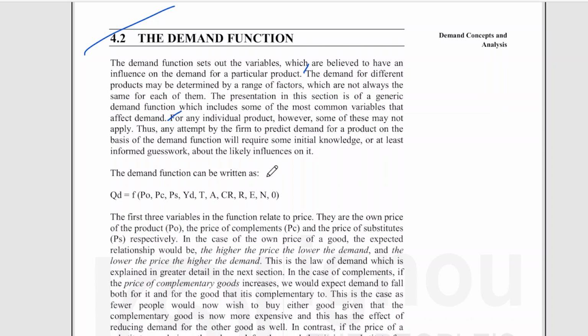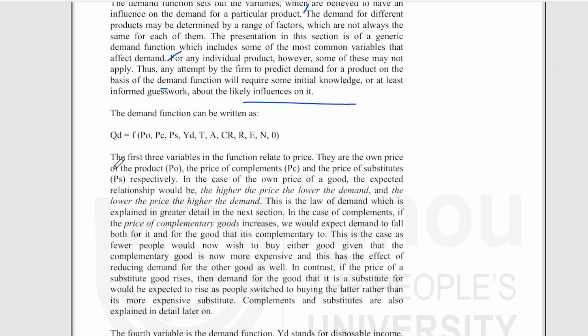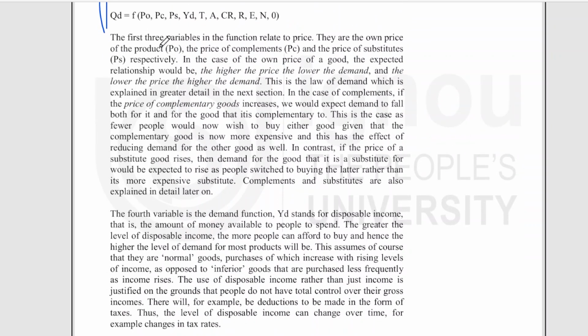For any individual product, however, some of these may not apply. Thus any attempt to predict demand for a product on the basis of the demand function will require some initial knowledge or at least informed guesswork about likely influences on it. So here is the function. The demand function can be written like this. Okay, so here are the variables.